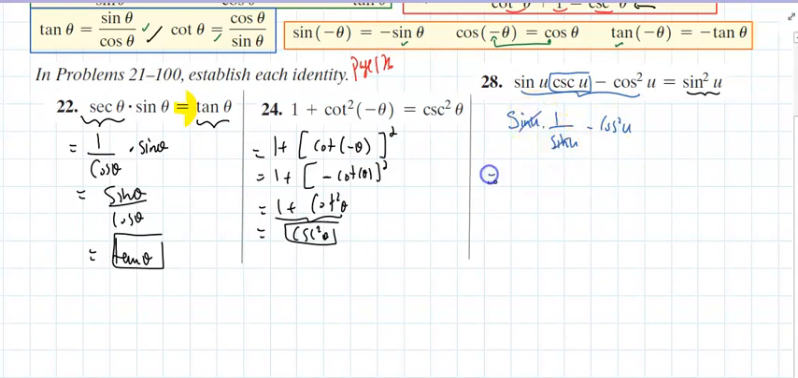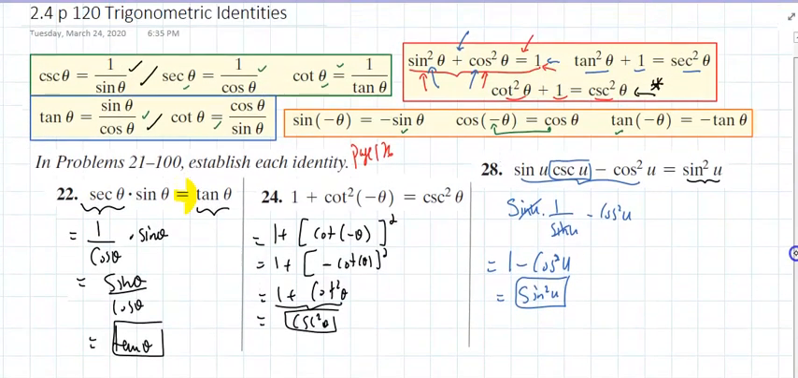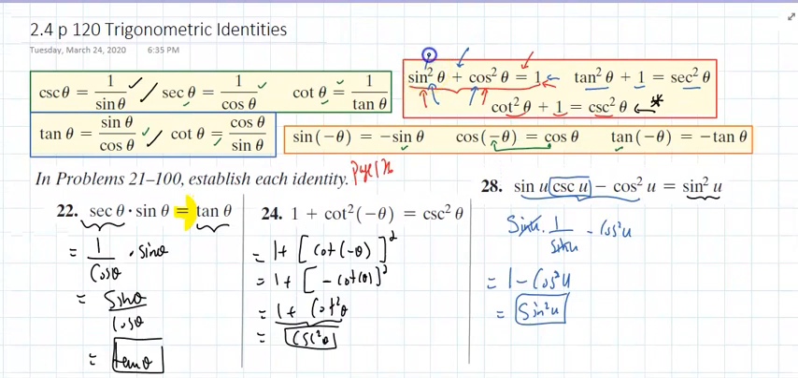And those cancel out. I'm left with 1 minus the cosine squared of u. And I know 1 minus cosine squared of u is the sine squared of u. So keep in mind how this identity, even though it says sine squared plus cosine squared equals 1, the majority of the time I use sine squared of theta to be 1 minus the cosine squared of theta, or I use cosine squared of theta to be 1 minus sine squared of theta. This is pretty much how I use this most of the time, at least in this section.